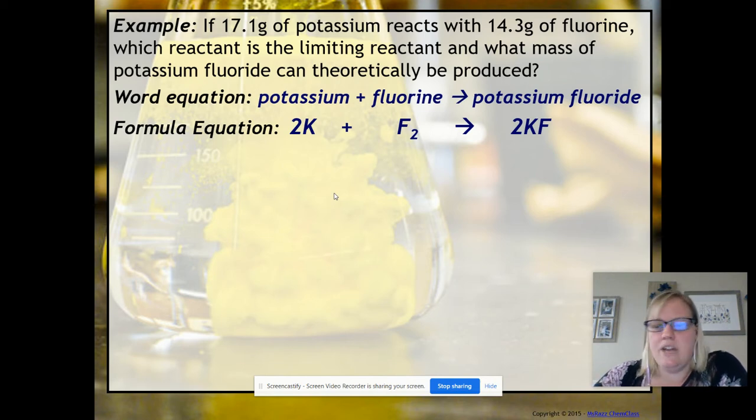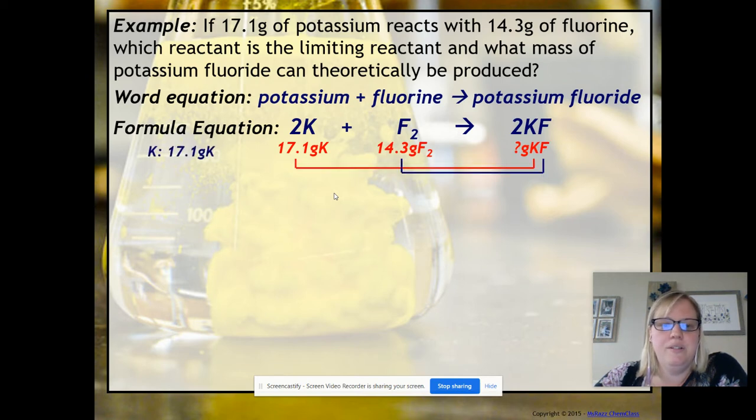So again, with each of these, you're always going to start out with what you know. We know we were given 17.1 grams of potassium, so we are going to start with that. Let's go ahead and get that up here. All right, so we have 17.1 grams of potassium.